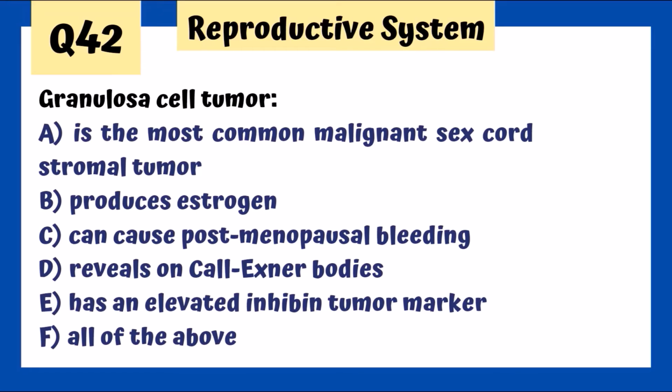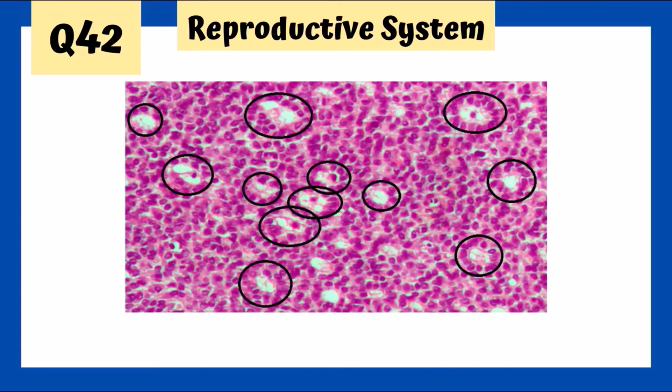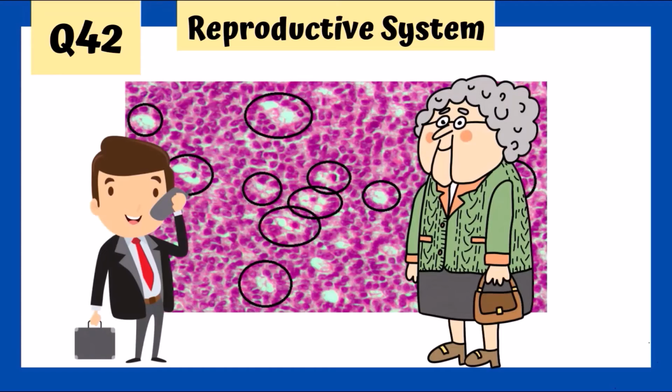Question 42, granulosa cell tumor is all of the above. It's the most common malignant sex cord stromal tumor. It produces estrogen and can also produce progesterone. Now, symptoms vary with age, but it often occurs in post-menopausal women, and it causes bleeding because of the excess estrogen. The association that we want to be aware of is the Call-Exner bodies. Over here we have the histology of them. We have a guy calling Granny over here to remind us of the Call-Exner bodies associated with the granulosa cell tumor. Again, Granny for granulosa, and we see the Call-Exner bodies. These are granulosa cells among eosinophilic fluid.